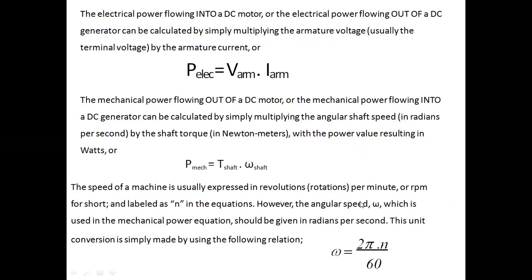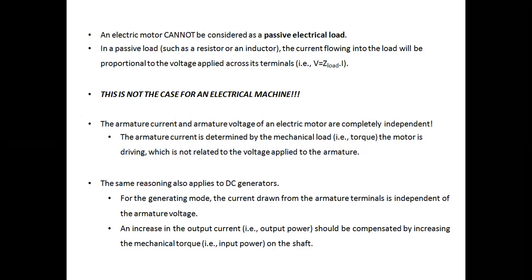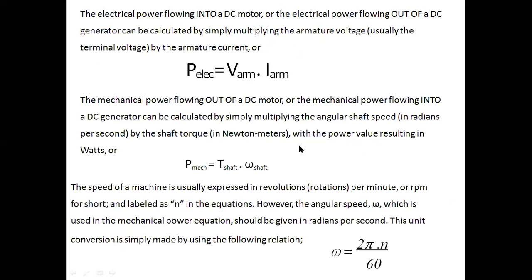So here we have seen the power. Power depends only on the armature current and armature voltage, because the mechanical power will not depend on the given input voltage. It depends on the armature winding voltage and current when it rotates. How much current will flow through it depends on that only. We are saying that for generating mode also, the current from the armature winding is independent of the armature voltage, but in an electrical load it depends on that current. So we cannot use the electrical load analogy here.